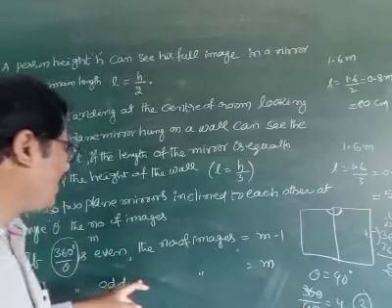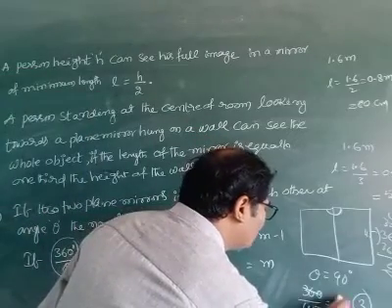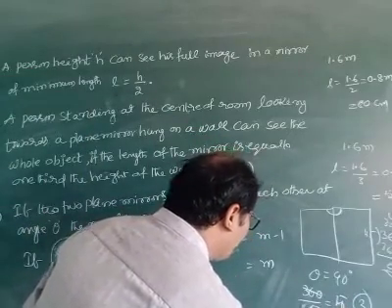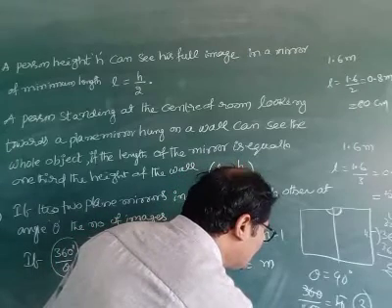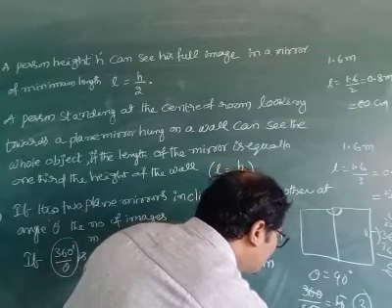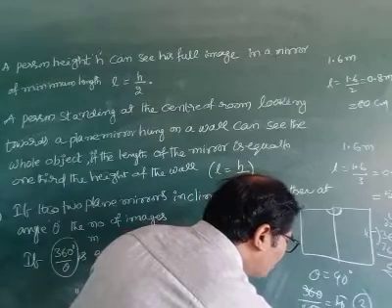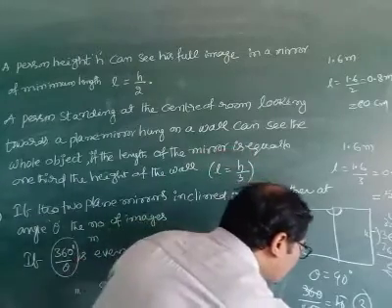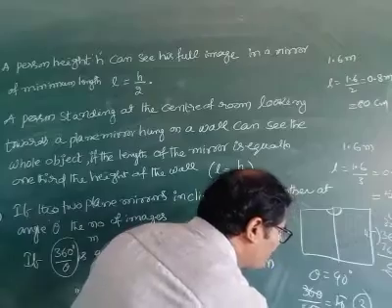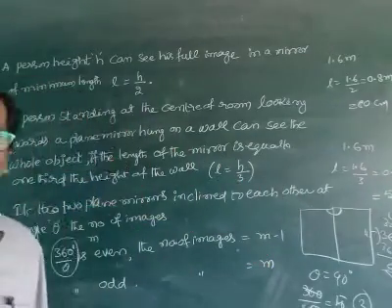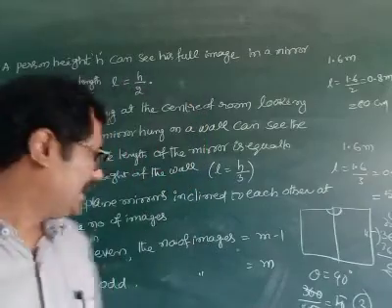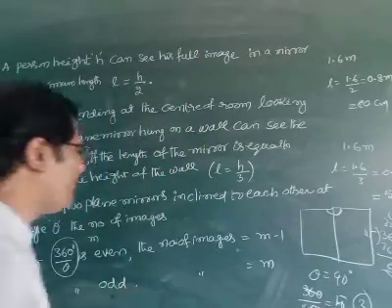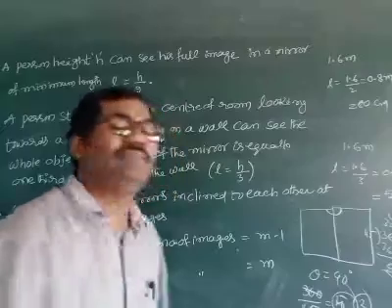Now take 5. 5 into theta is equal to 360, that means theta is equal to 360 by 5, which is 72 degrees. In case of theta 72 degrees, 360 by theta is 5, that means it is odd. The number of images formed is 5.